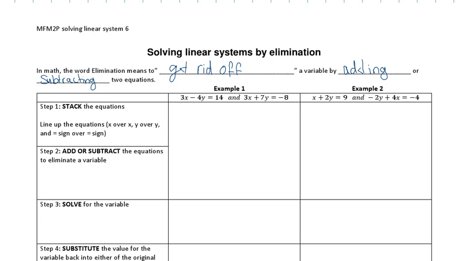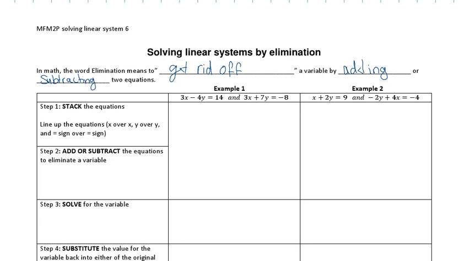So, we are given two equations. For example, example 1, we have 3x minus 4y equals 14, and 3x plus 7y equals negative 8. First thing, you have to make sure that they're stacked on top of each other, the x on top of the x, the y on top of the y, the equal sign on top of each other, and then the number on top of each other at the end. So you have to make sure that they line up. If they don't line up, you have to fix them.